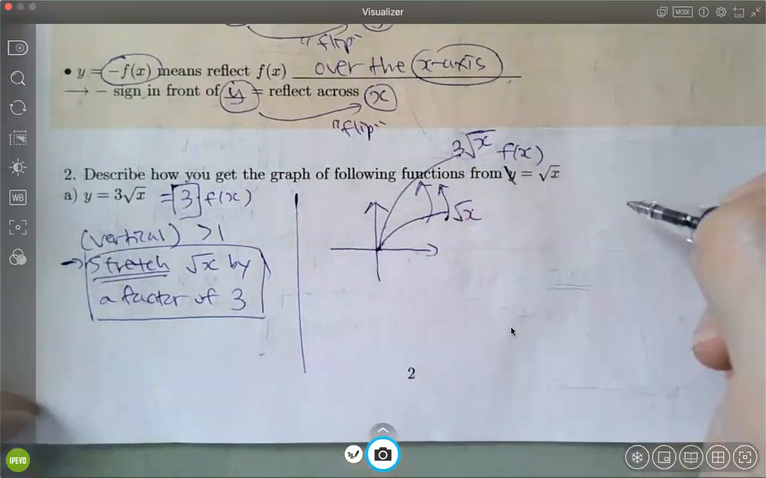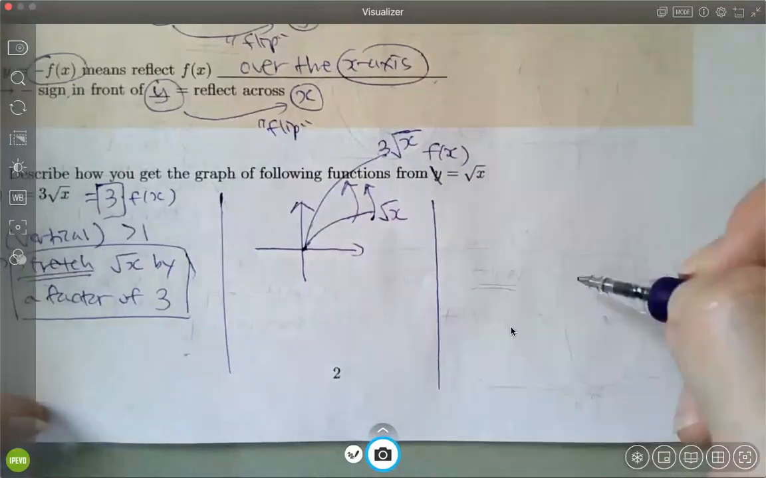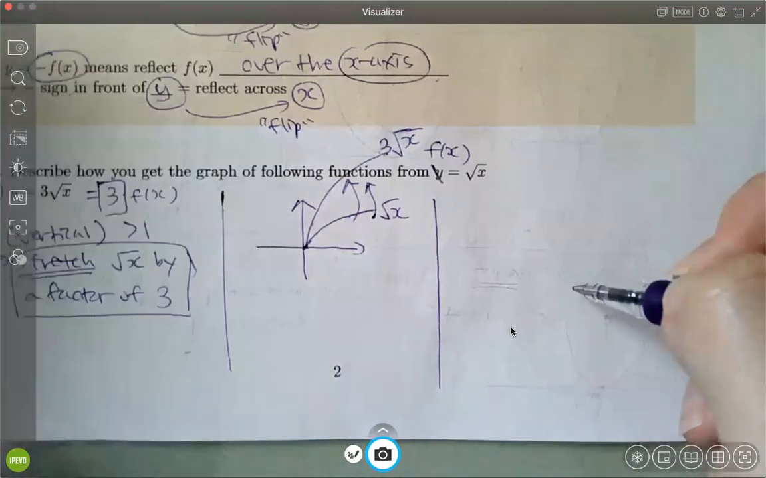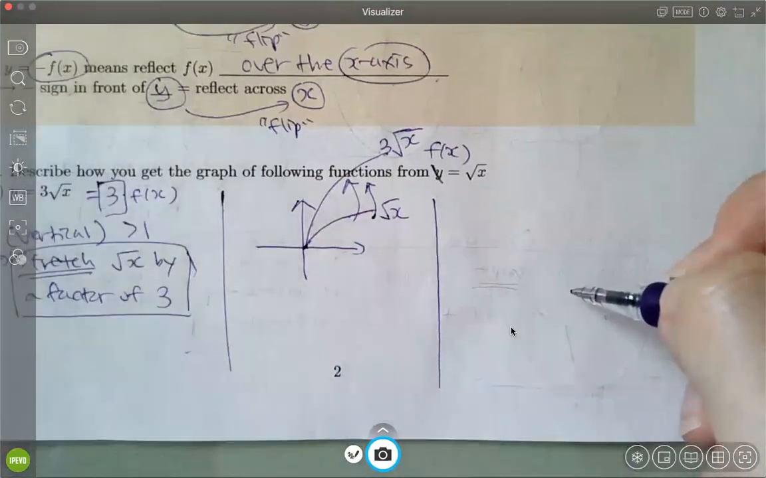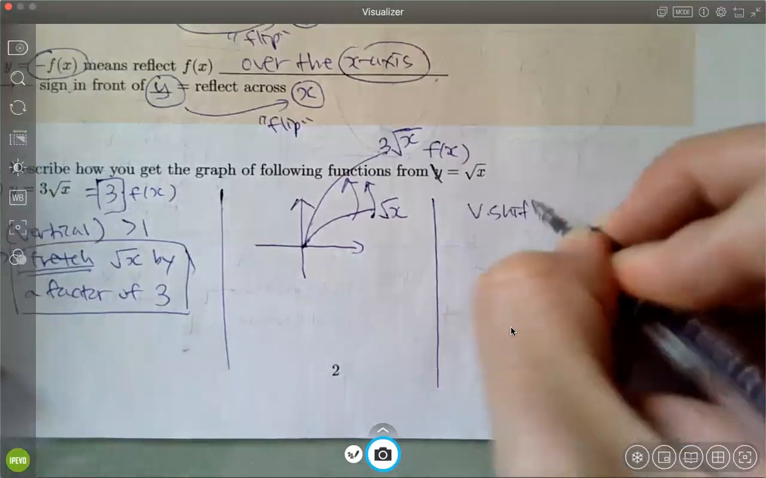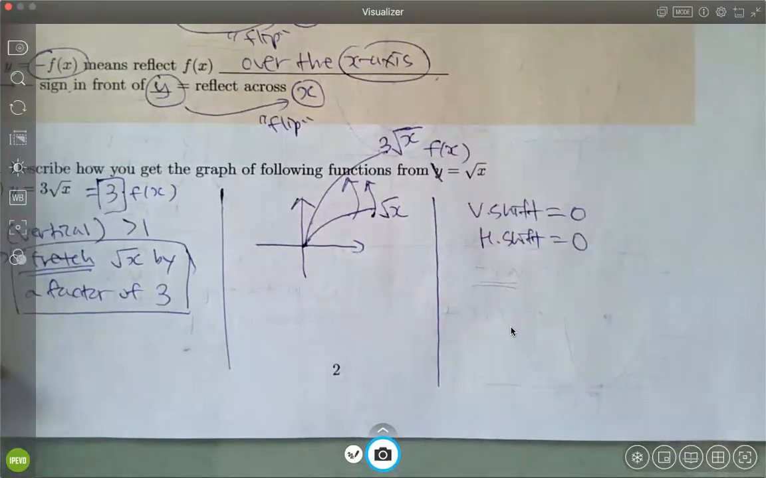Okay, and now that pop-up thing appears once again. So now here, are we shifting square root of x at all? No, right? So what does that mean? For all the shifts, you just keep them as 0, right? Because we are not shifting this at all.